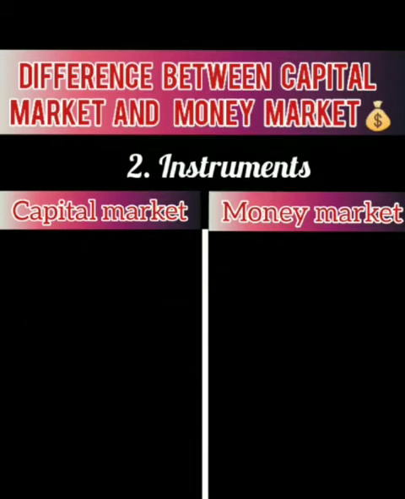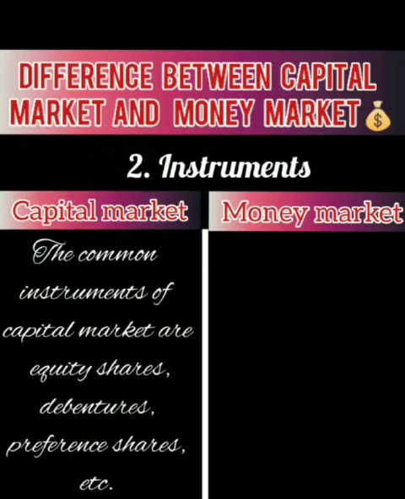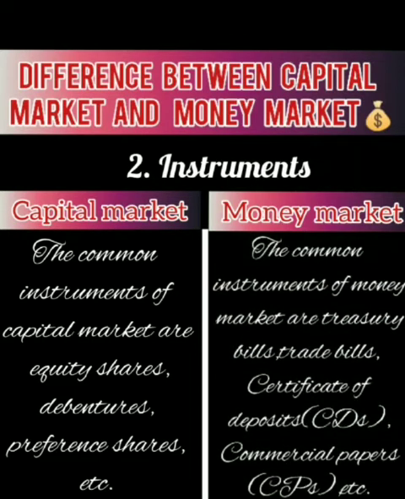On the basis of instruments, the common instruments of capital market are equity shares, debentures, preference shares, etc. And the common instruments of money market are treasury bills, trade bills, certificate of deposits, commercial papers, etc.